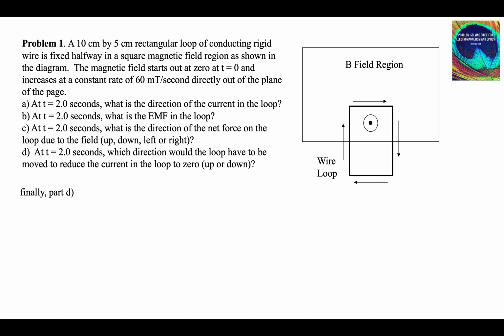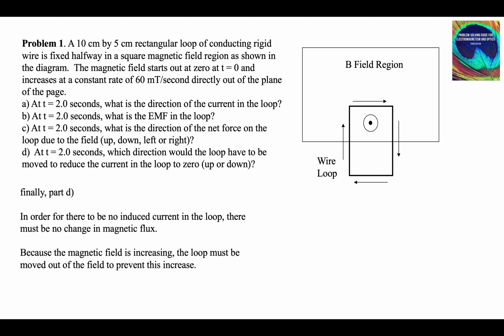Finally, part D: what direction will the loop have to be moved to reduce the current in the loop to zero? In order for the current in the loop to be zero, there has to be no change in flux. The flux is increasing, so you have to pull it out of the field. And if you pull it out of the field at the right rate, you can get no current in there. The field's growing, but you're pulling it out. So you can make d(BA)/dt zero. So the answer is down, out of the field. That's Problem 1.